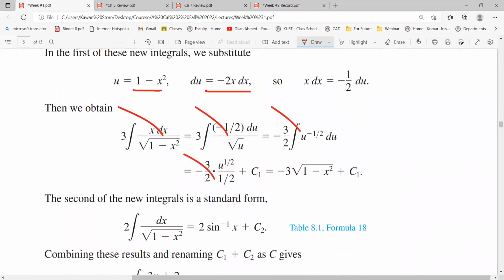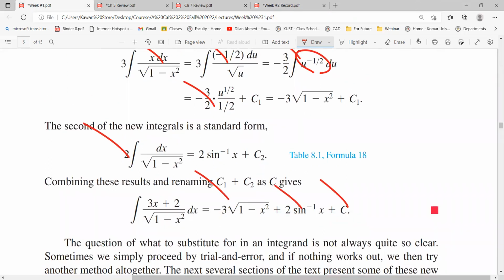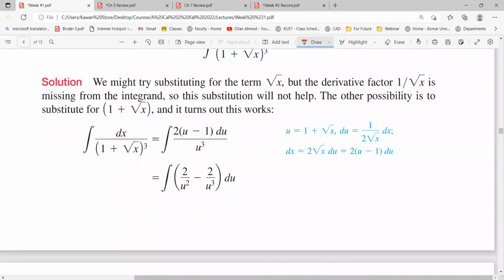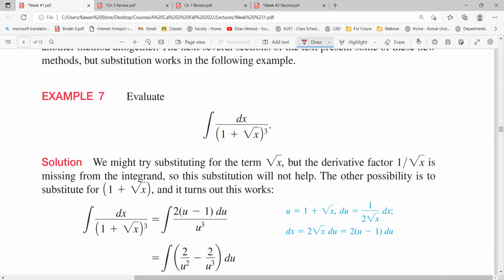You can see he changed it to u to understand. And this is the second one. And here's the result that you need to find everything. Do you have any question? Do you have any question? No.